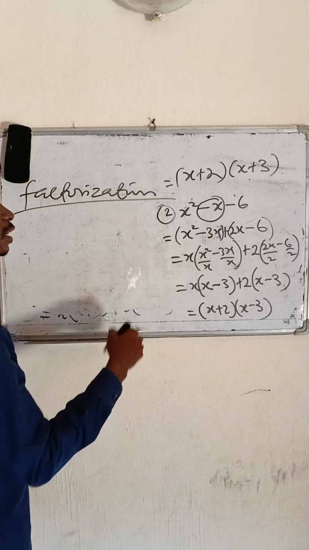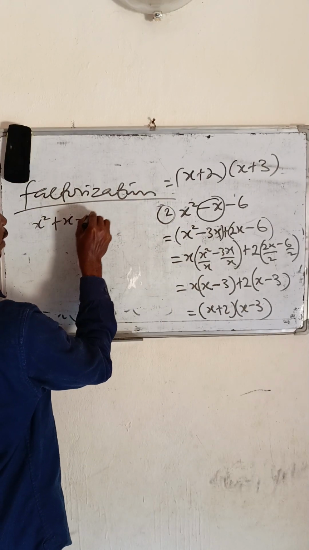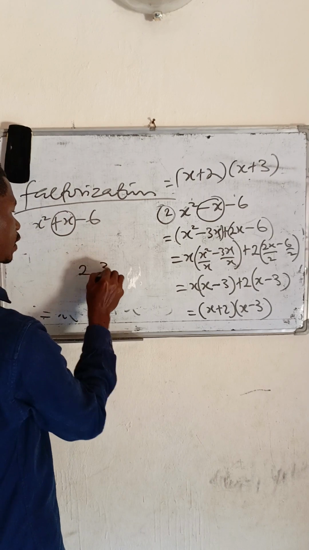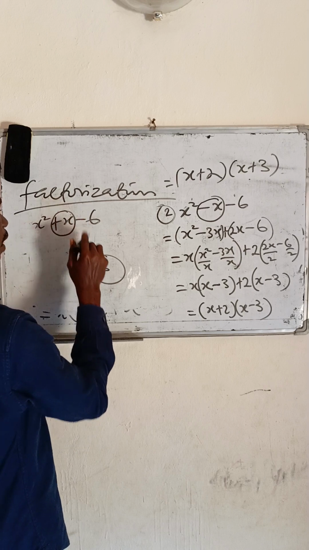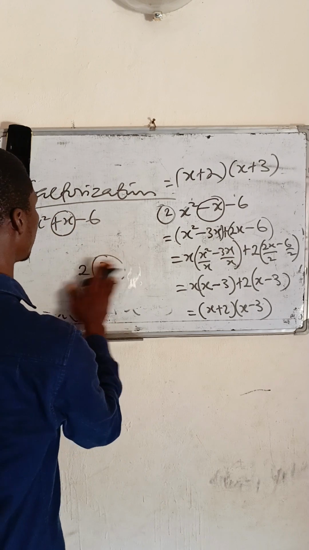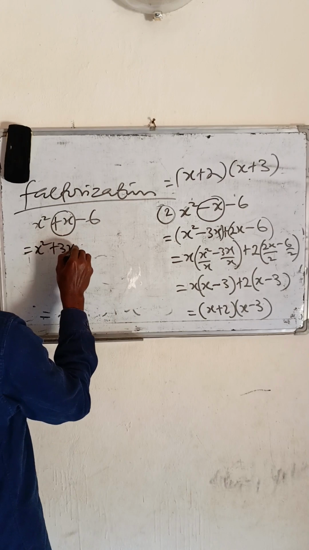Okay, now what about if it is x squared plus x minus something? Now, if it is negative, I told you, we know that it's 2 and 3. If it is negative, the highest number will be negative. If it is positive, the highest number will be what? Positive. So in this case, the highest number becomes positive. What do we do? 3x. Are you seeing it now?